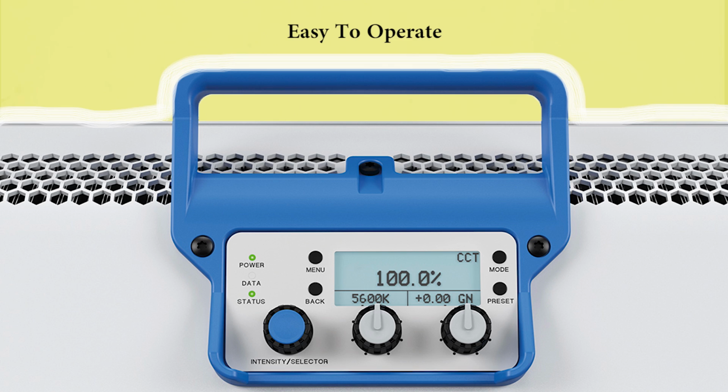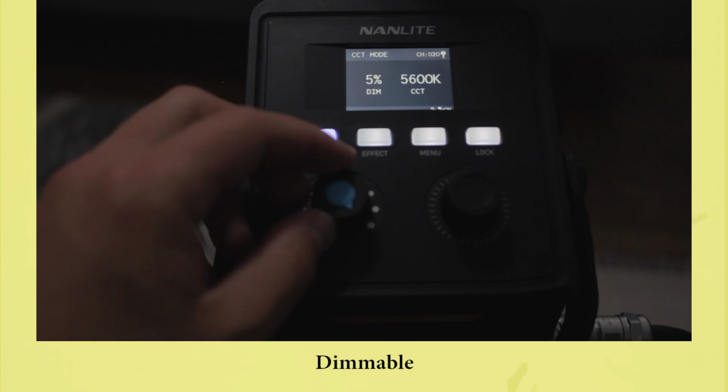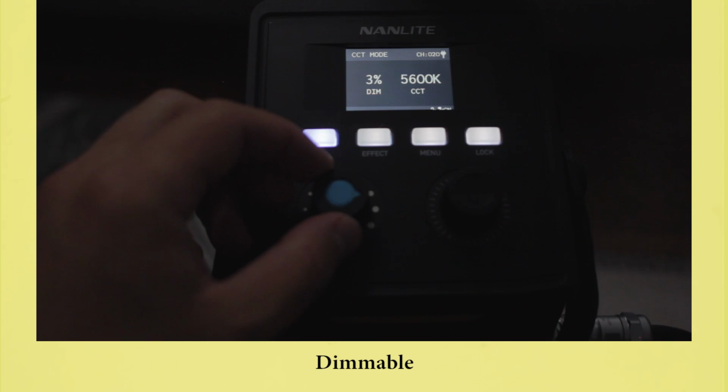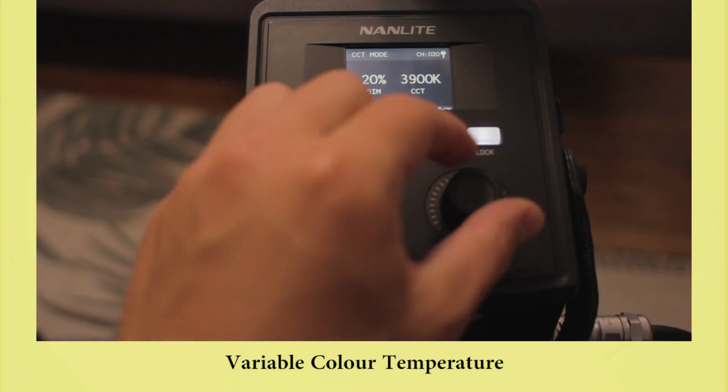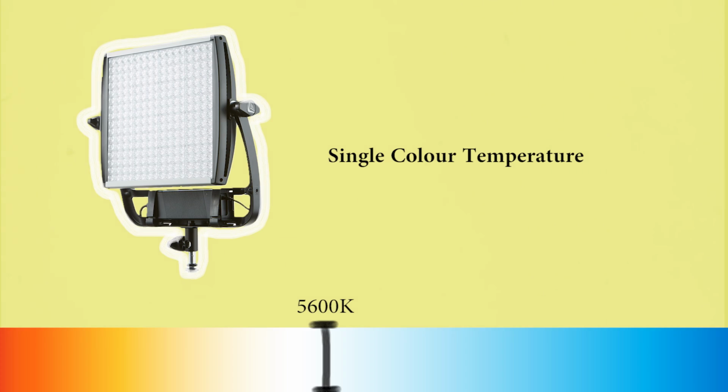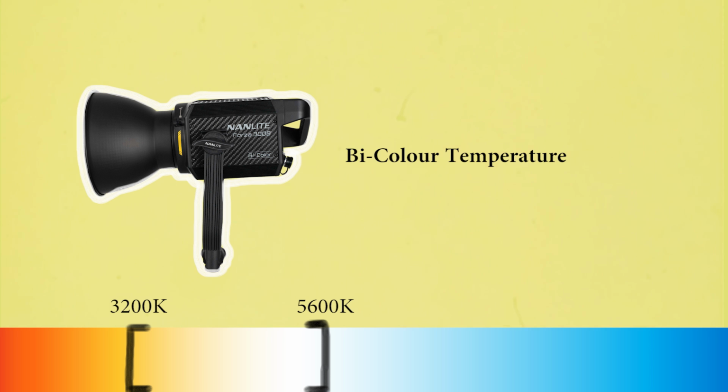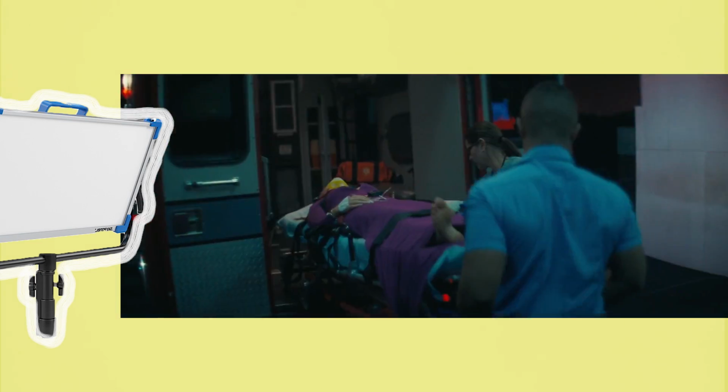One of their greatest strengths is that they are easy to operate and to tweak. Their light can easily be dimmed up or down with the turn of a knob, and many LEDs can change their color temperature, or even the tint. Some come with a single color temperature on the Kelvin scale, such as 5600 daylight. Others are bicolor, with the ability to change between daylight and tungsten. And RGB LEDs can change to almost any color on the spectrum.